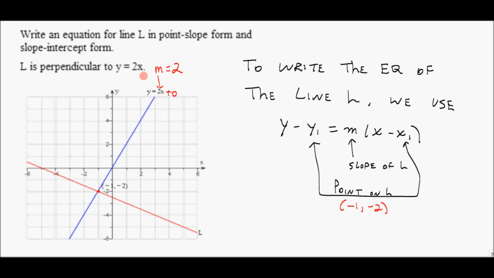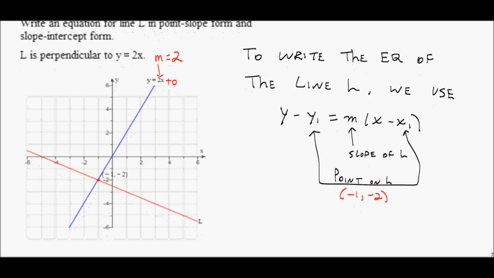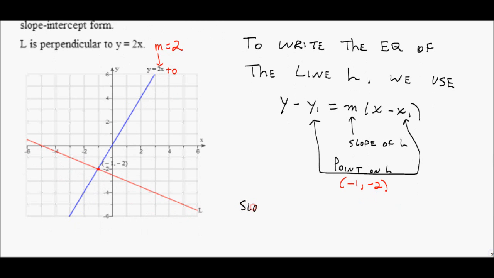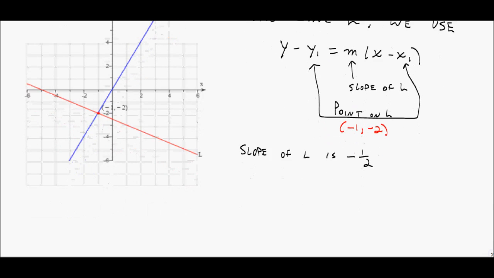So if the slope of the blue line is 2 and L is perpendicular to that, then that means that the slope of L must be the negative reciprocal of this. So it's going to be the opposite sign, which of course is negative, and the reciprocal of 2 is 1/2. So the slope of L is -1/2. Well, we've got everything we need now. We've got the slope and we've got a known point. So let's plug those things in.